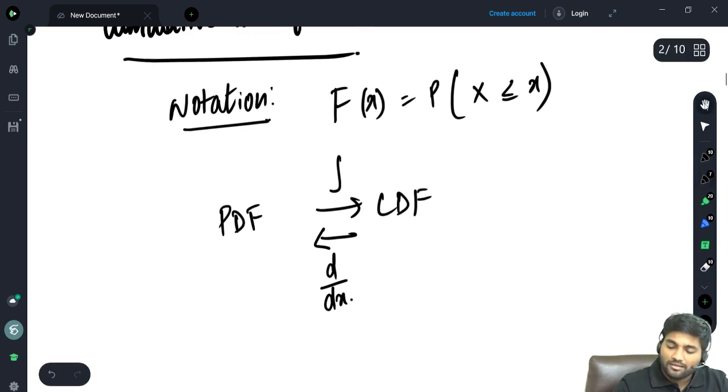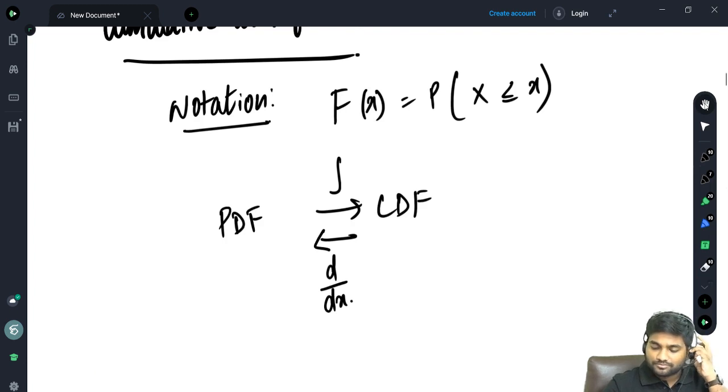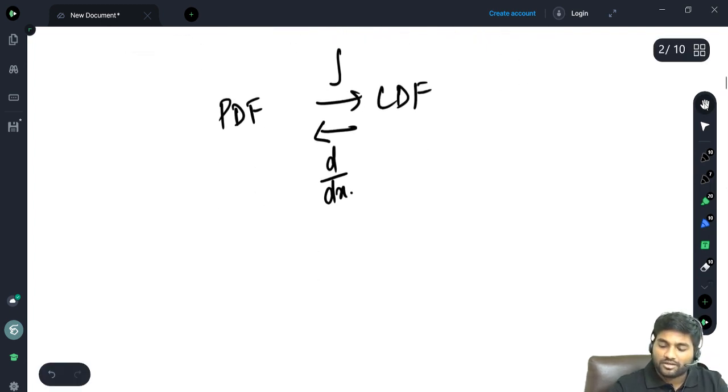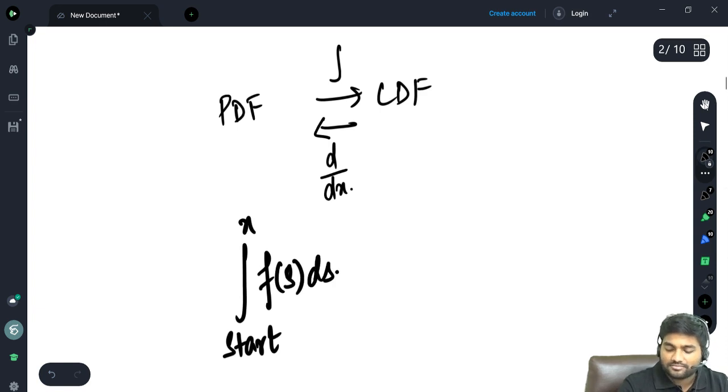And what is the formula? Please copy this down first. And what is the formula? It is integration from start to x of fs ds. Why s? Because in the limits we are having x.